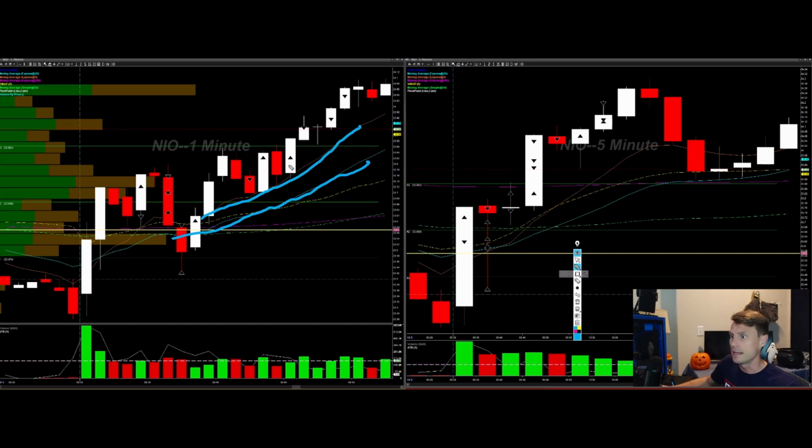So what I did is I let this pull back down, and when I saw this create a higher low off of the 9 EMA, as it came back up, I went ahead and I took a long where I was stopped out previously.